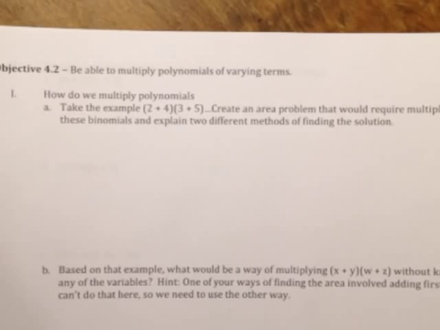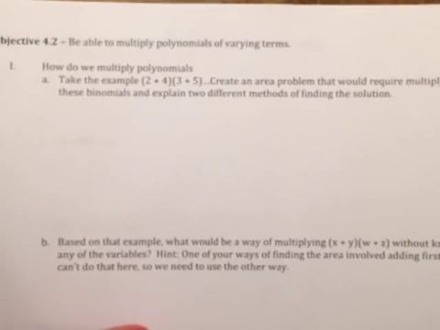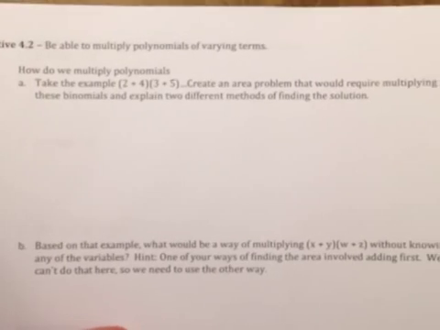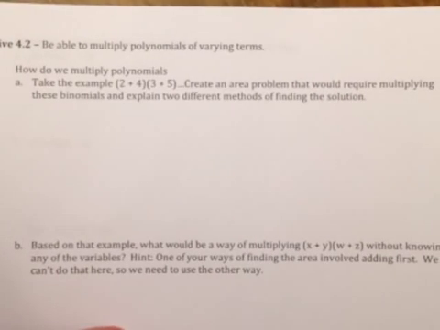To help you visualize what needs to happen here, I've written you an example problem that utilizes only numbers. If we wanted to multiply 2 plus 4 times 3 plus 5, I don't actually want you to do the math. I know you could do the math. I want you to create an area problem that would involve multiplying these binomials together, and then think of what two different ways of finding that area would be. Pause and then come back if you need to.